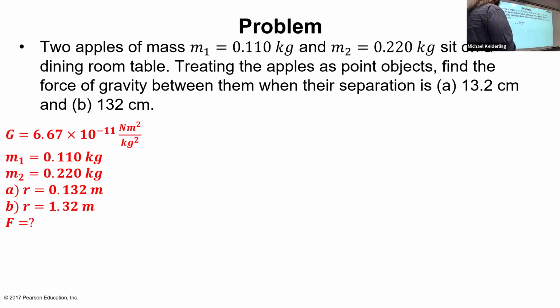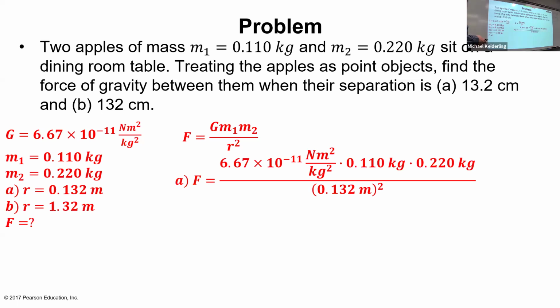We want to find the force. The force is big G times mass 1 times mass 2 over radius squared. So 6.67 times 10 to the minus 11 Newton meters squared over kilogram squared times 0.111 kilograms times 0.222 kilograms over 0.132 meters squared. This force is 9.26 times 10 to the minus 11 newtons.